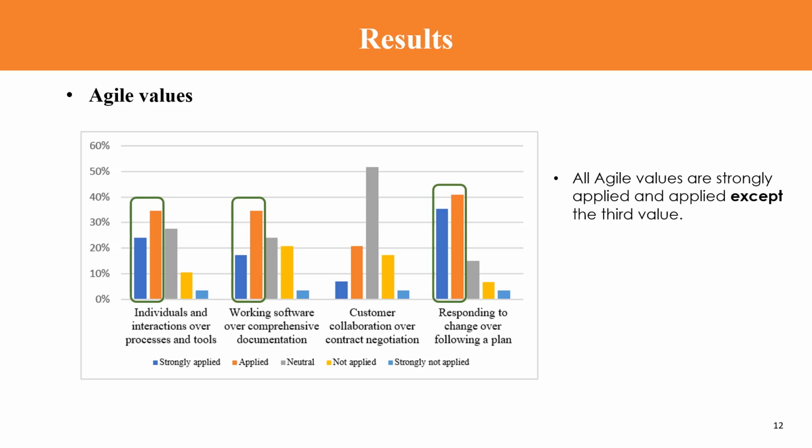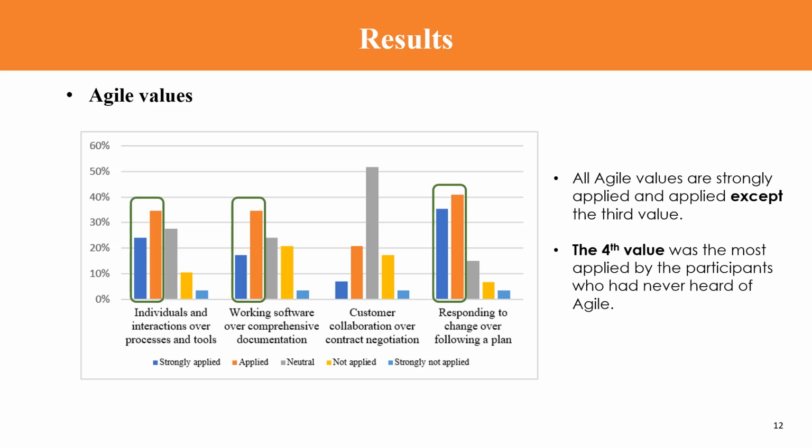So, here is how the participants applied Agile values. We found that all Agile values are strongly applied or applied, except the third value. Also, we asked the participants who had never heard of Agile about these values, and the results show that the fourth value was the most applied by them.